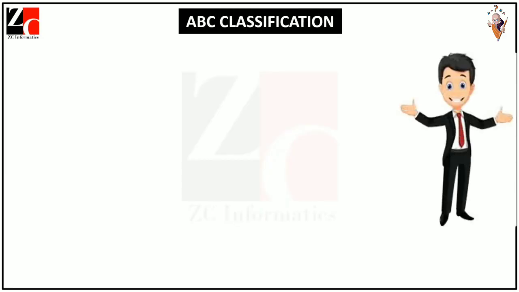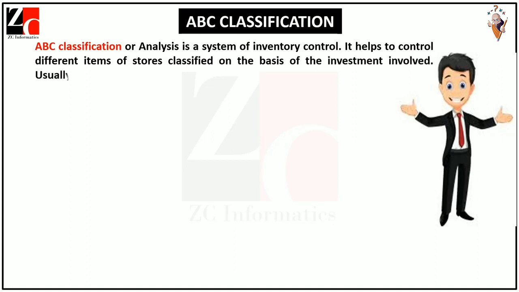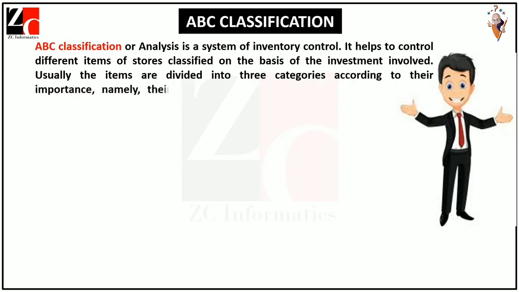ABC classification. ABC classification or analysis is a system of inventory control. It helps to control different items of stores classified on the basis of investment involved. Usually the items are divided into three categories according to their importance, namely their value and frequency of replenishment during a period.